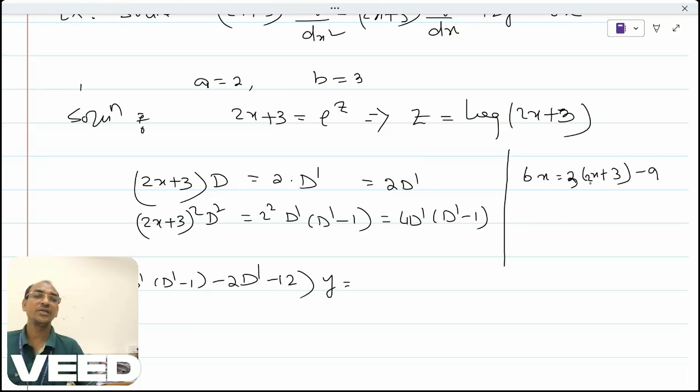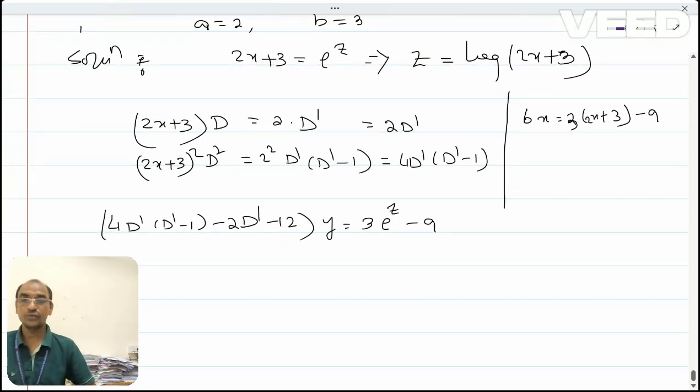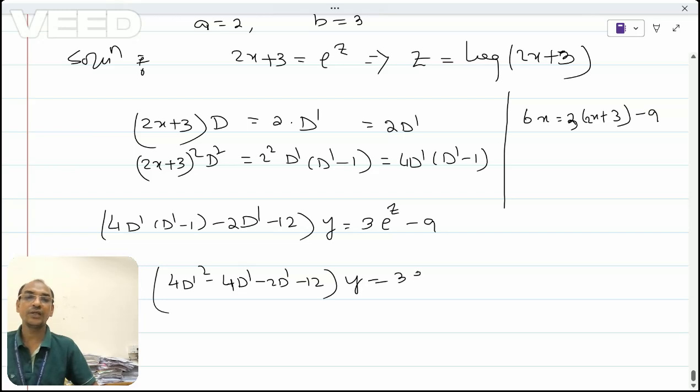6x can be written as 3 into (2x plus 3) minus 9, and I will have 3 in place of 2x plus 3, I can write e to the power z minus 9. And simplifying this once again, we will get 4D' square minus 4D' minus 2D' minus 12 of y equal to 3 e to the power z minus 9.